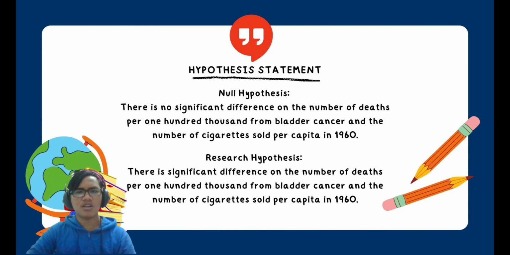First, let's state the hypothesis from the question. For the null hypothesis, there is no significant difference between the number of deaths per 100,000 from bladder cancer and the number of cigarettes sold per capita in 1960. Then, for the research hypothesis, there is a significant difference between the number of deaths per 100,000 from bladder cancer and the number of cigarettes sold per capita in 1960.